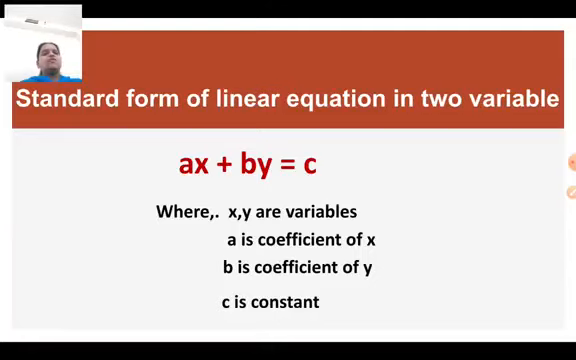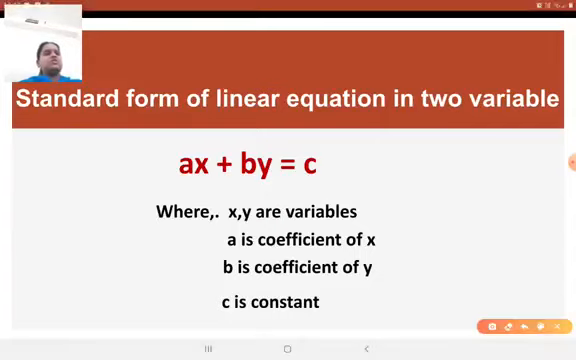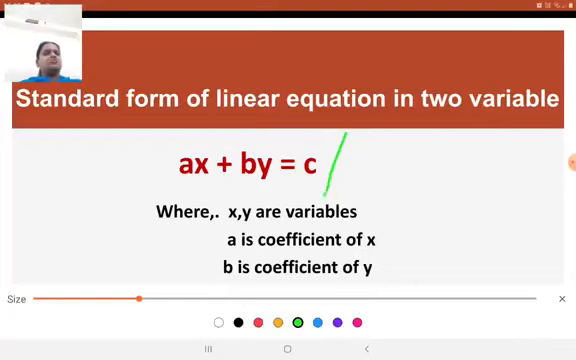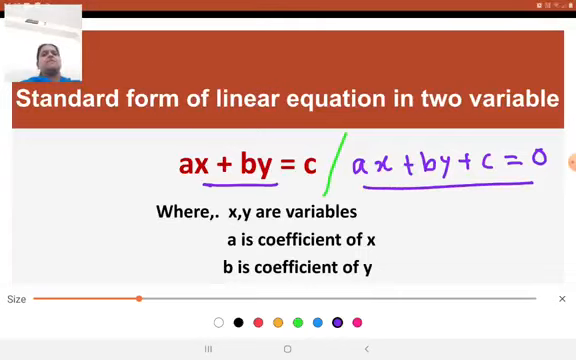What is the standard form? ax plus by is equal to c. And this expression can be written in one more way, that is ax plus by plus c is equal to 0. So both are nothing but the same. Why are they the same? I will explain here term by term.